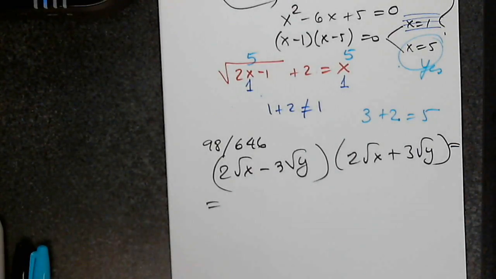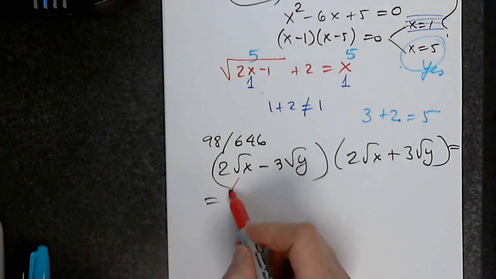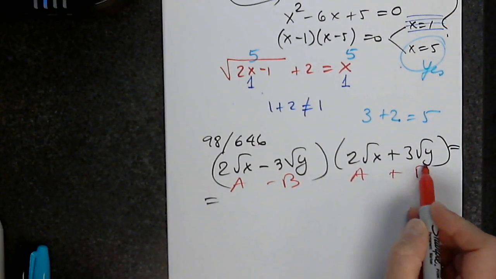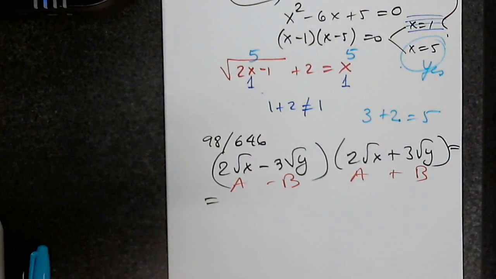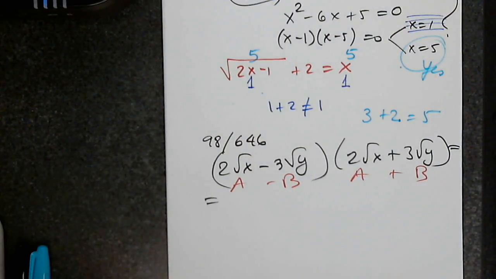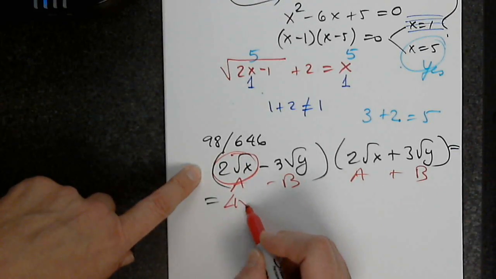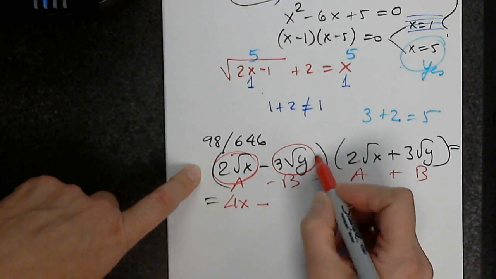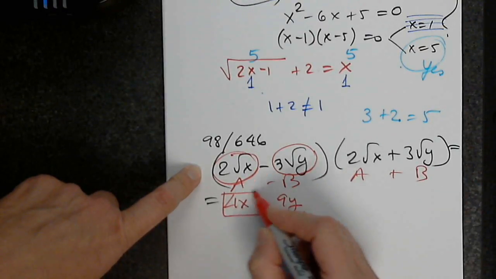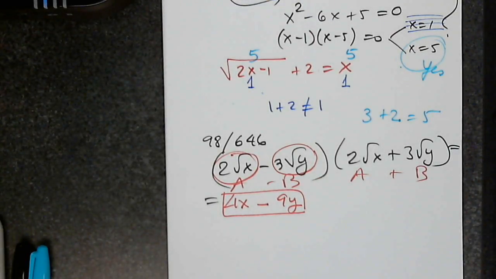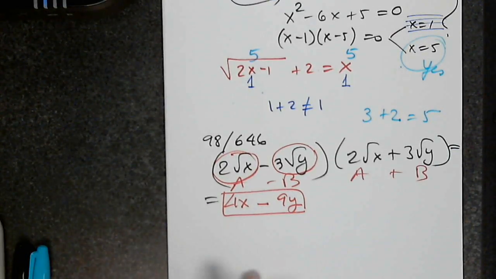Okay. I realize that this is the difference of squares. Would you agree? Yes. So instead of foiling, which you can do if you want, I will use the formula. The formula says a squared minus b squared. When I square this, I get 4x minus. When I square this, I get 9y. And there is nothing else I can do. For example, 93.